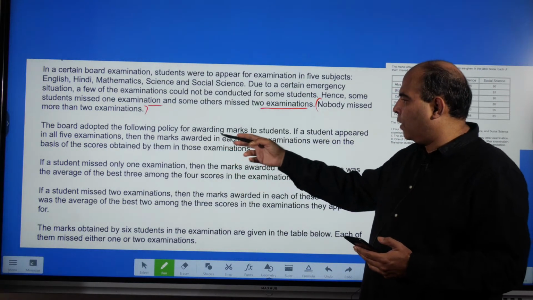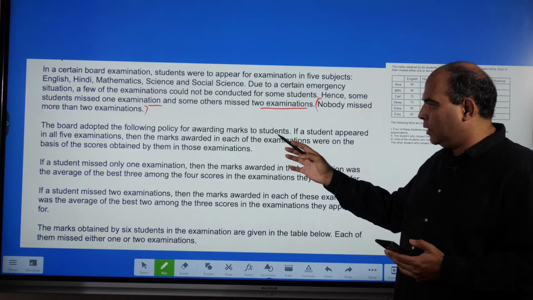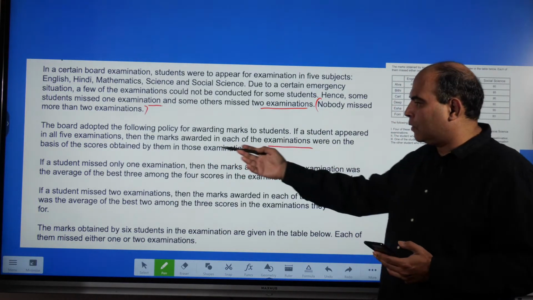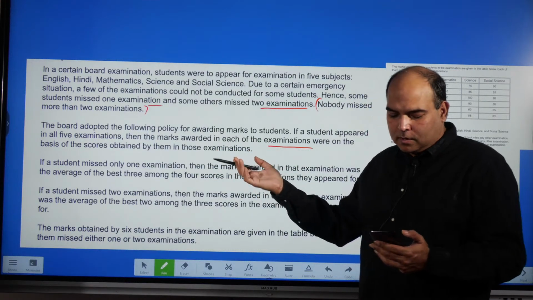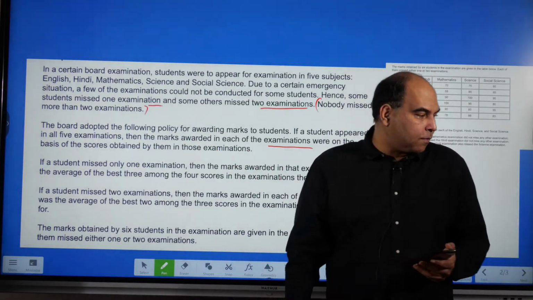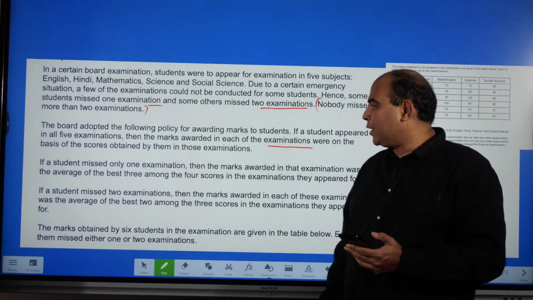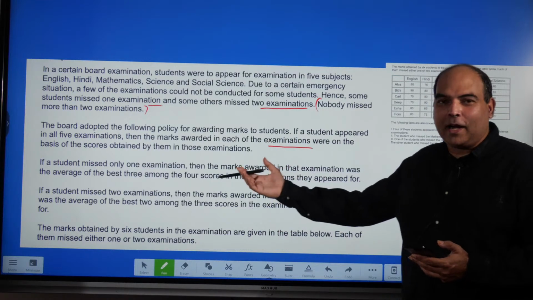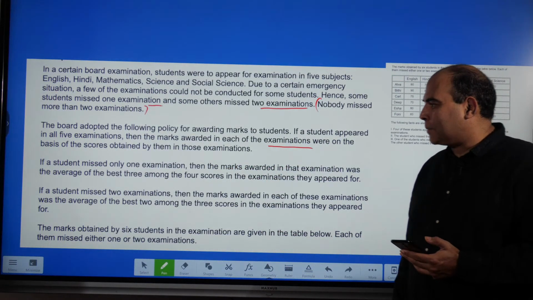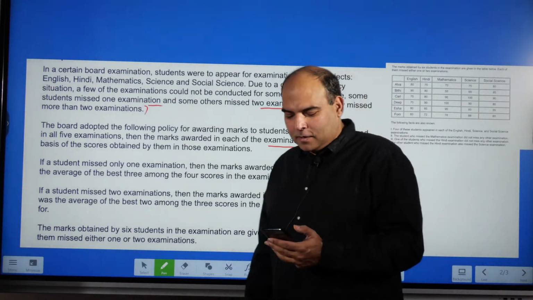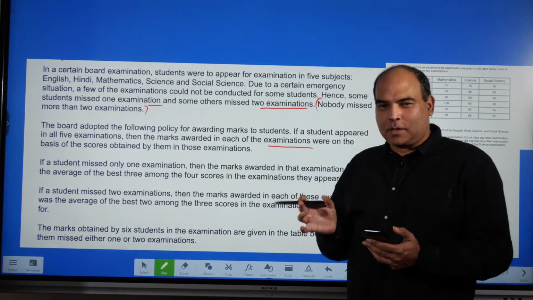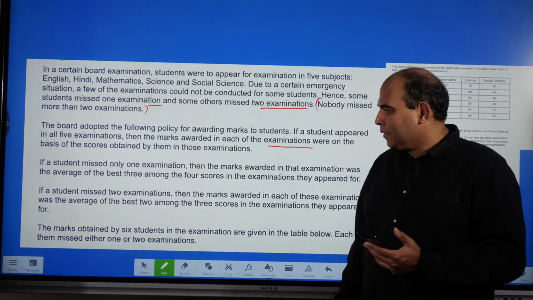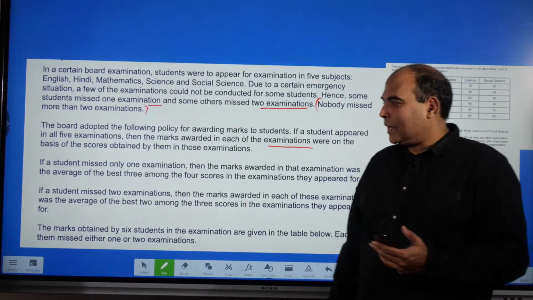The board adopted the following policy for awarding marks to students. If a student appeared in all 5 exams, then the marks awarded in each of the exams were on the basis of the scores obtained by them in those exams. That's perfectly okay, and this is pretty topical, made in the context of COVID and exams getting cancelled all over the place. Some of the DI sets they create have some link to what is happening around the world, and this was one of them in last year's paper.